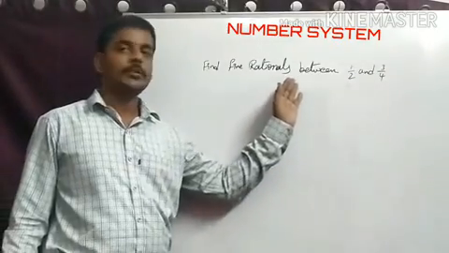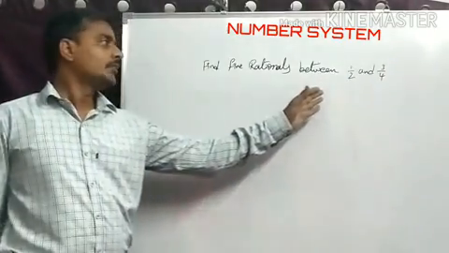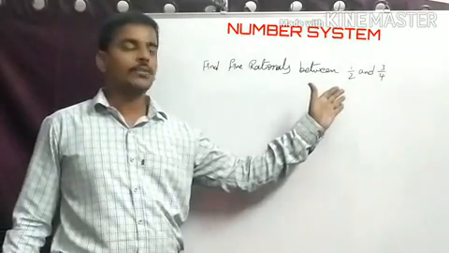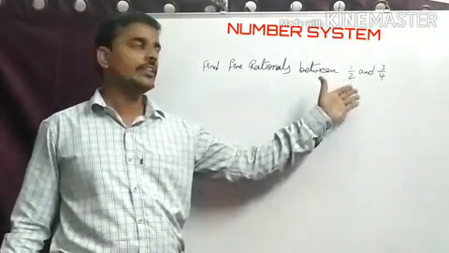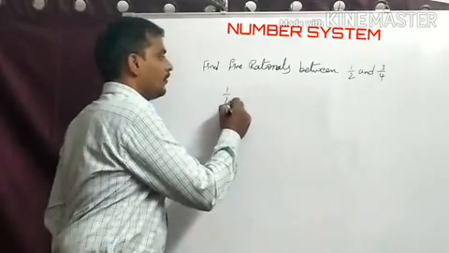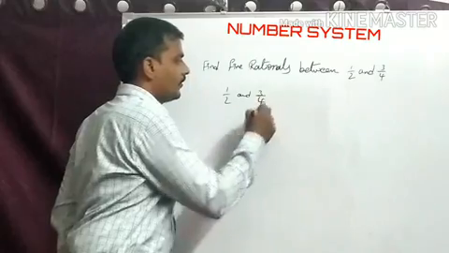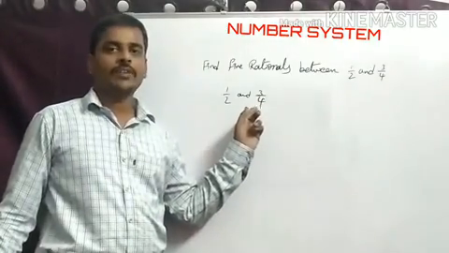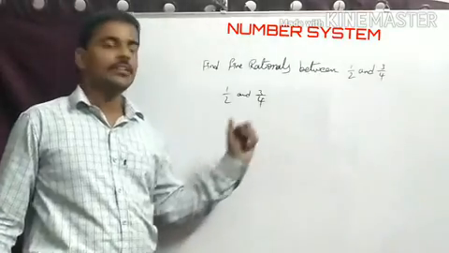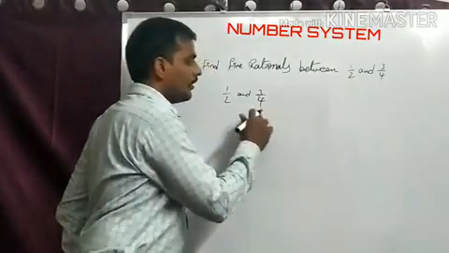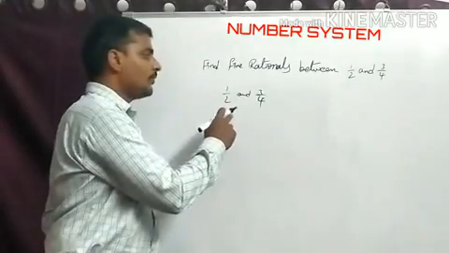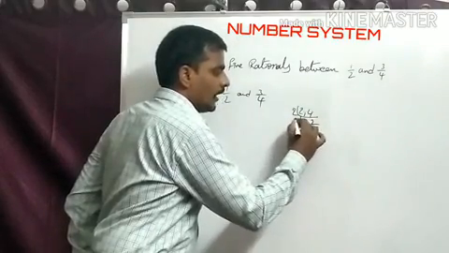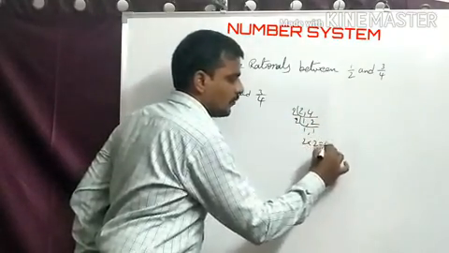Find 5 rationals between 1 by 2 and 3 by 4. If you observe these fractions, you can't say the 5 rationals between them directly. Then what is the procedure to find the rationals between the given rationals? First, if you observe the denominators of these fractions, they are not equal. When the denominators are not equal, we can't say the fractions directly. So first we have to make the denominators equal. To make the denominators equal, we find the LCM of the denominators. So the LCM is 4.